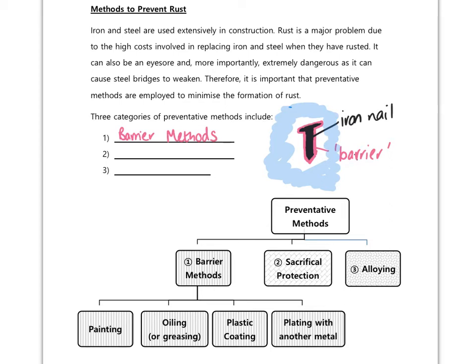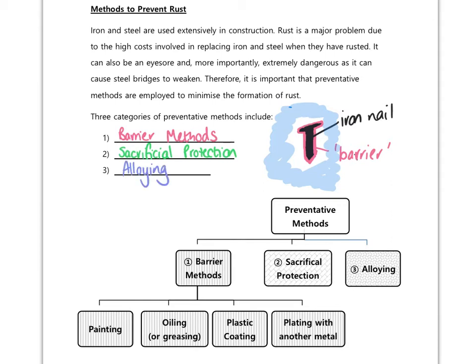We'll look at that in more detail in a second, but essentially barrier methods do exactly what they suggest. They provide a barrier between the iron and the oxygen and the water in the air or whatever environment they're in. The second method is something called sacrificial protection, and that's where we use a more reactive metal than iron to actually corrode or react with the oxygen or the water instead of the iron. So we're using a more reactive metal in that case. We'll come back to that again as well.